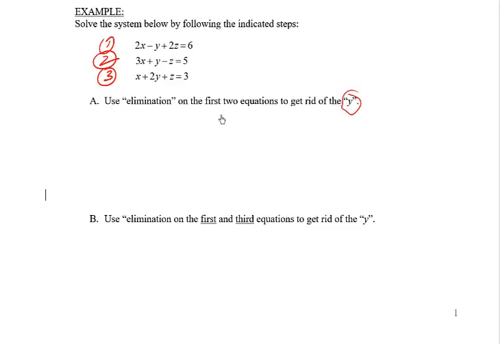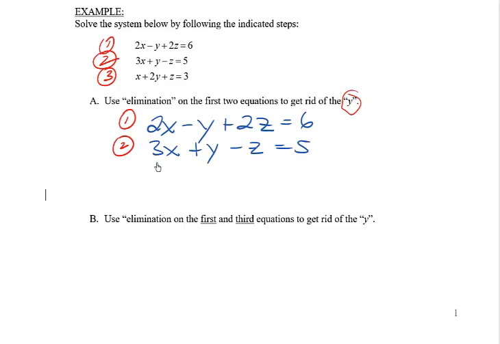Step A says let's use elimination on those first 2 equations to get rid of the y. So let's write those 2 equations down, and then all I need to do to get rid of the y is to add these equations together. I have 2x plus 3x, 5x, the y's disappear, 2z and negative 1z makes positive 1z, so plus z, and 6 and 5 makes 11. I'm going to call this equation now equation 4, because I'm not done with this. I'm temporarily going to step away from it, but I'm going to use this in just a moment.